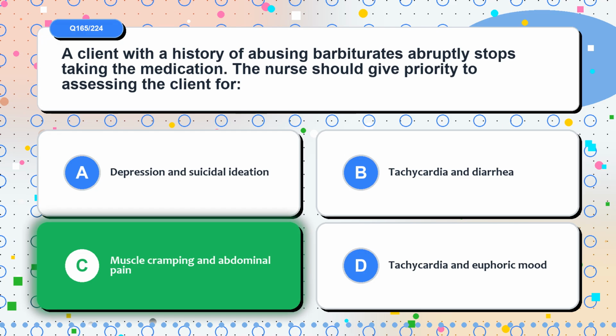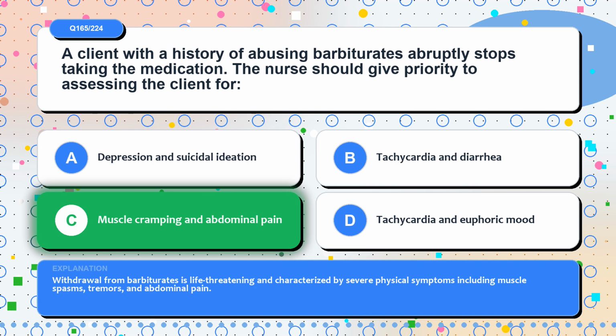The correct answer is option C. Muscle cramping and abdominal pain. Withdrawal from barbiturates is life-threatening and characterized by severe physical symptoms including muscle spasms, tremors, and abdominal pain.